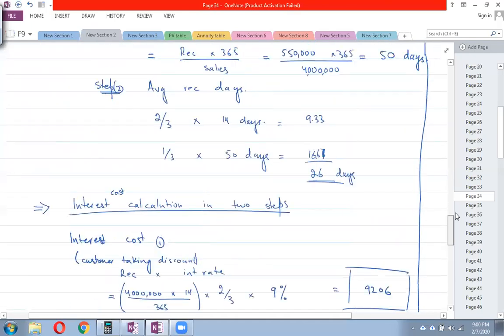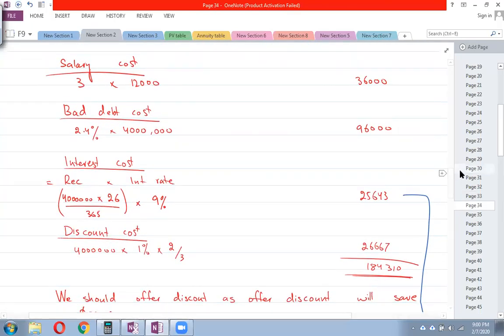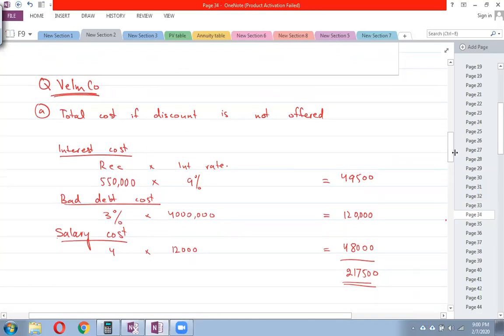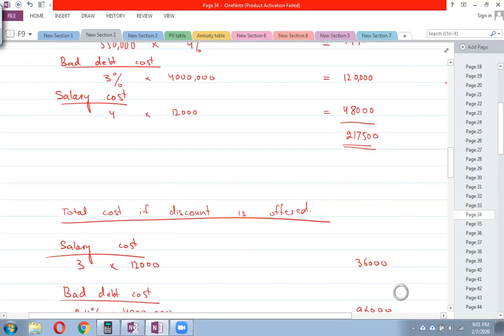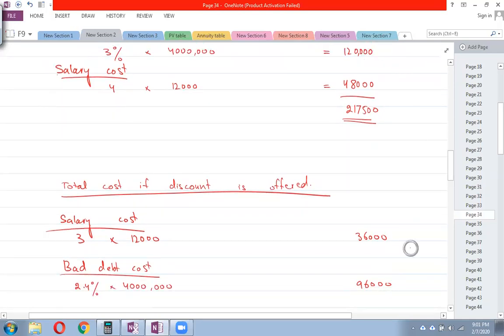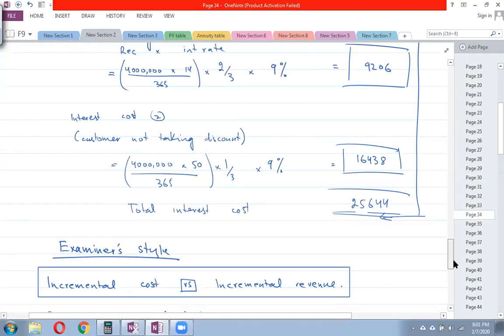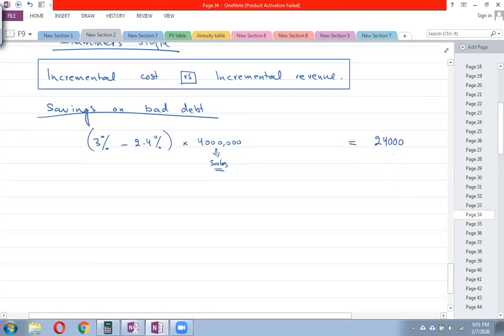And that's what we can do in the previous calculation as well. How much is the bad debt after the discount option? 96,000. How much is the bad debt before this option? 120,000. 120,000 minus 96,000 will also give you 24,000. Next one, savings in salary cost.